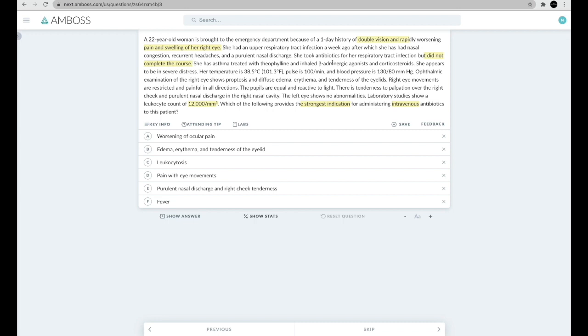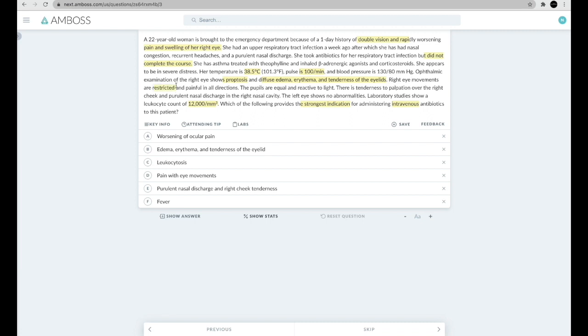She has asthma treated with, this is distraction, okay. She appears to be in severe distress. Her temperature, she's feverish. Pulse is 100, okay. Ophthalmic exam, the right eye shows proptosis. Now, this is a very specific sign for orbital cellulitis. Diffuse edema, erythema, and tenderness of the eyelids. Again, right eye movements are restricted.